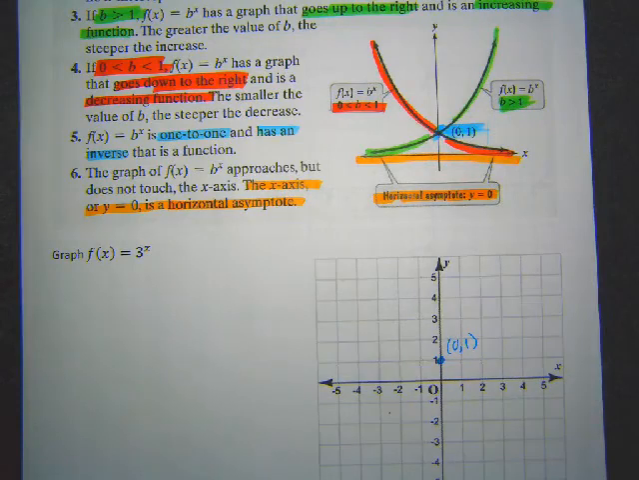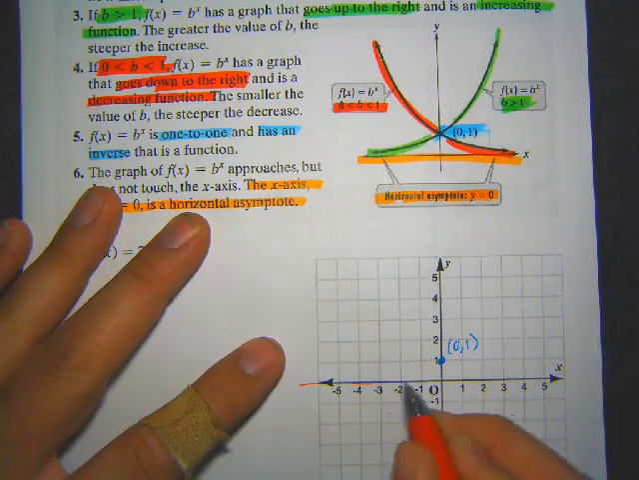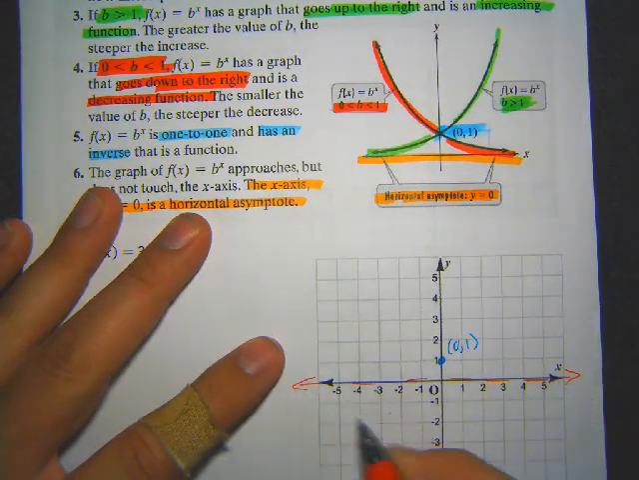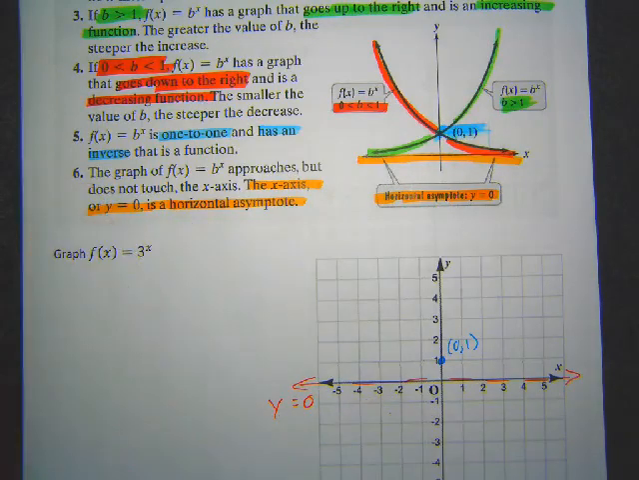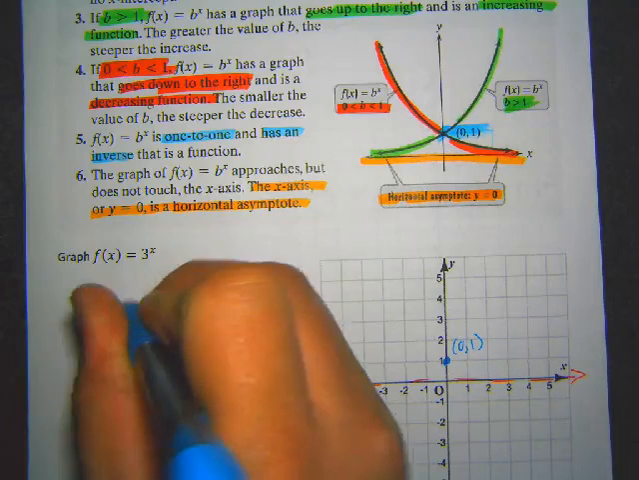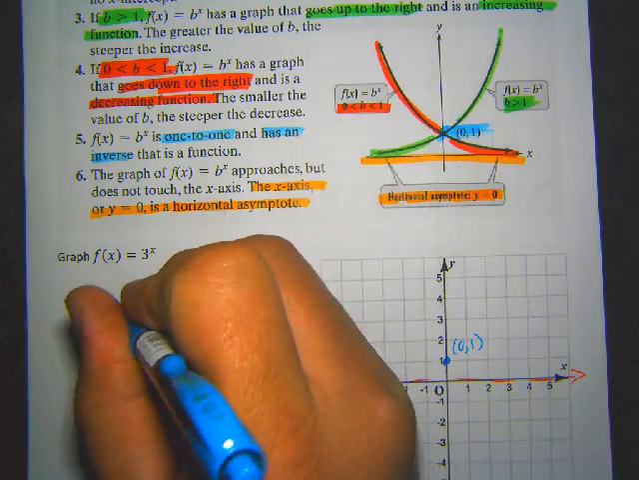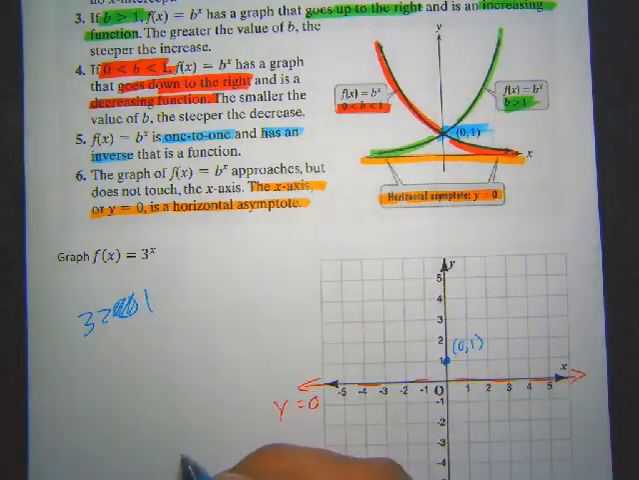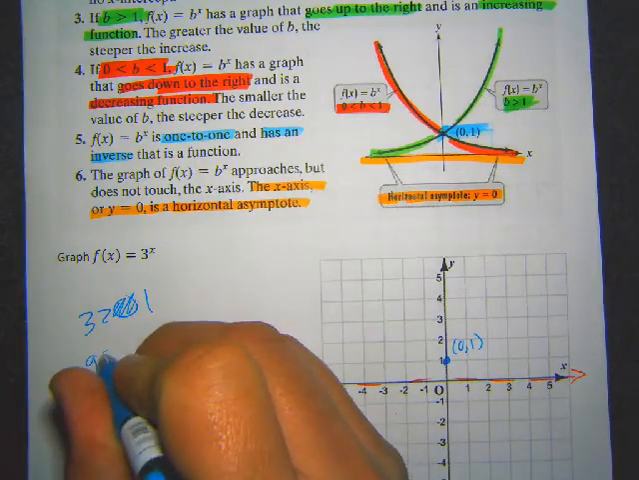Another thing we said is it has to have a horizontal asymptote. So it's going to have a horizontal asymptote right here at y equals 0. That's the line it gets closer and closer to. Here, because 3 is bigger than 1, this is going to go up to the right.